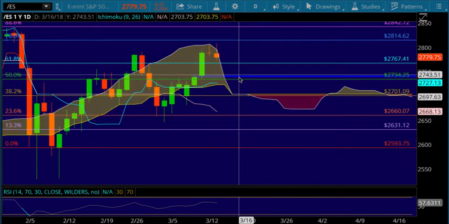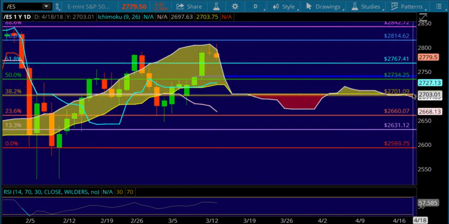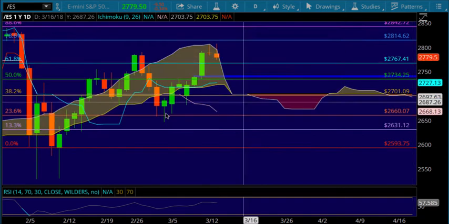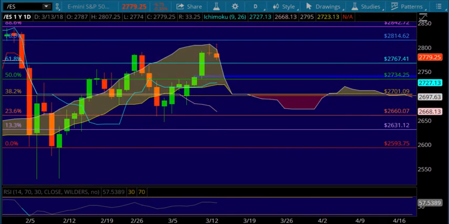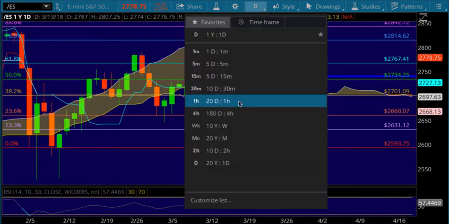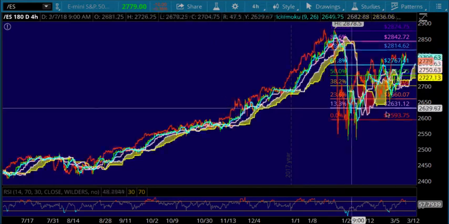We can only see the next 26 days here in this daily time frame. So let me shift down to some smaller, shorter time frames while I have you. Let's look at the 4-hour.